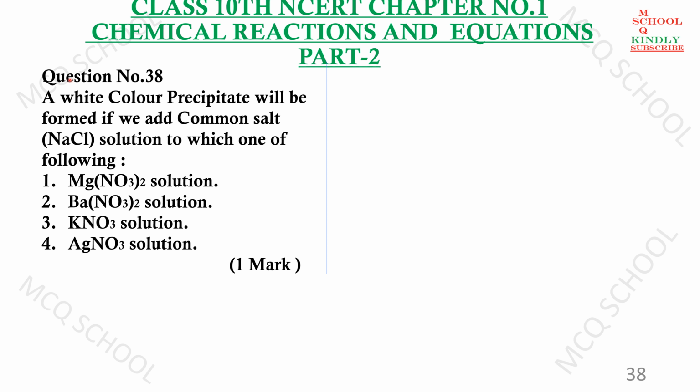Let us take question number 38. A white colored precipitate will be formed if you add common salt, that is sodium chloride solution, to which one of the following? So options are magnesium nitrate solution, second barium nitrate, third potassium nitrate, fourth silver nitrate. So which one out of these, if added with common salt solution, forms white color precipitate? What's the answer as per you?